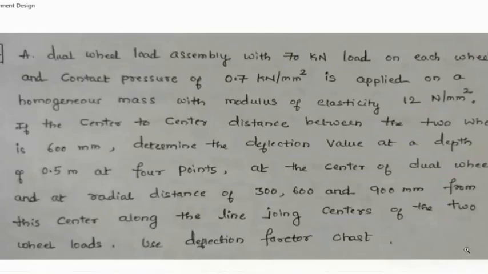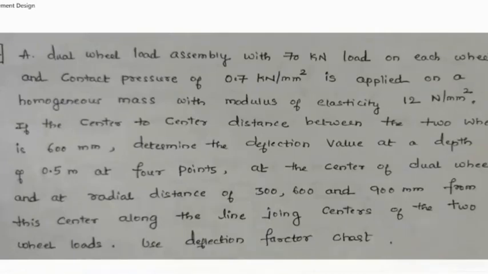So all these values are in Newton or kilonewton per mm, but here he has given the depth in terms of meter, so we need to convert it into mm. So how much? 500 mm is the depth. Z is equal to 500 mm. Next is 4 points. At 4 points, he is asking us to find the sigma z. One is exactly the center of the dual wheels, where r is equal to 0. Second is the radial distances of 300, 600 and 900 mm, right?